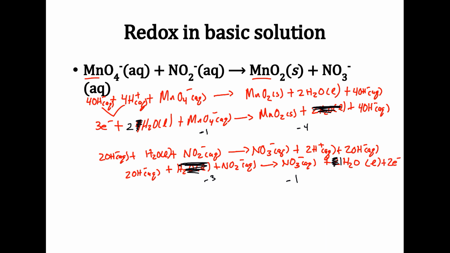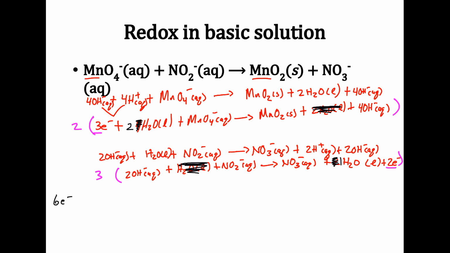All right, so now we have the charges balanced within the individual half reactions, but we need to figure out what we need to multiply by in order to combine these reactions into an overall. So, what's the least common multiple of the 3 electrons and the 2 electrons? Well, the least common multiple is 6, so we'll multiply this reaction overall by 2. And this reaction overall by 3. And what we'll get whenever we combine these, it's quite long, but we'll have 6 electrons.